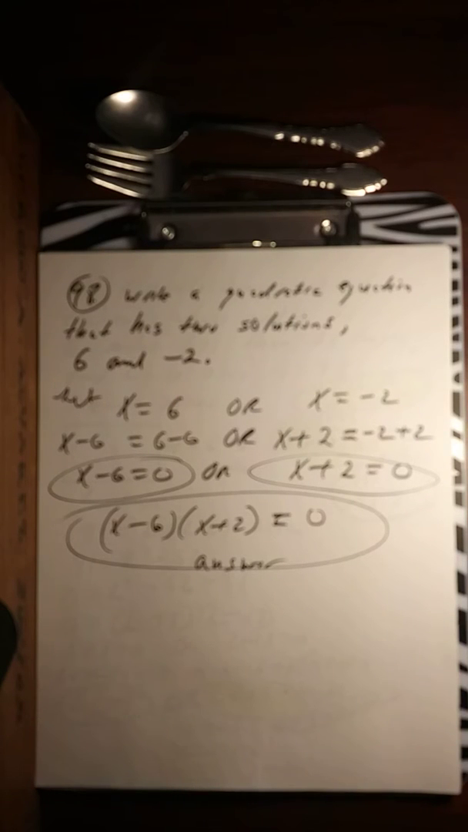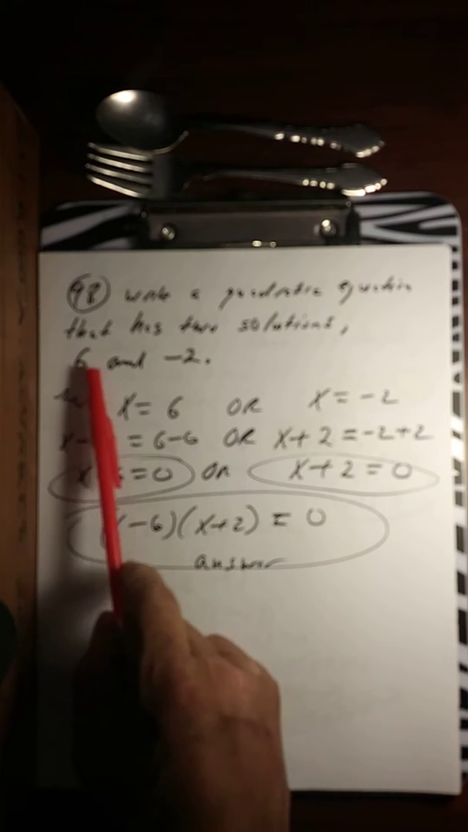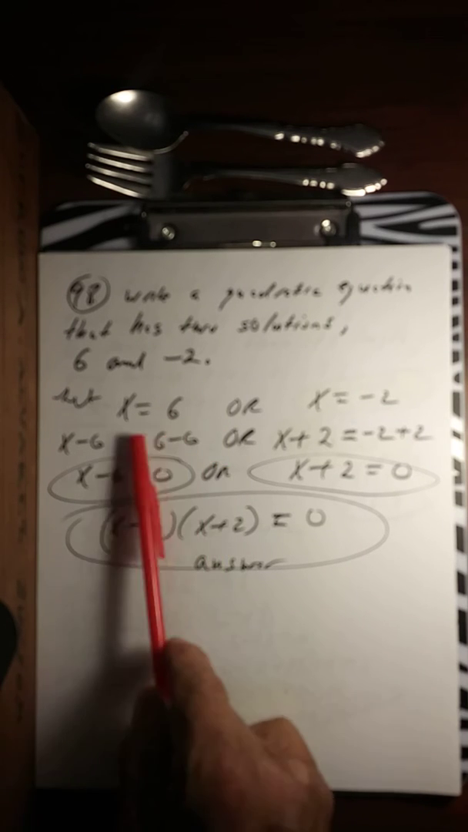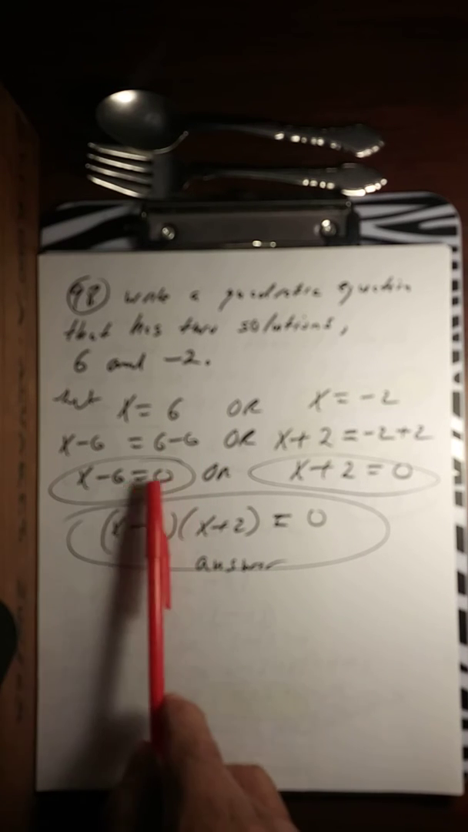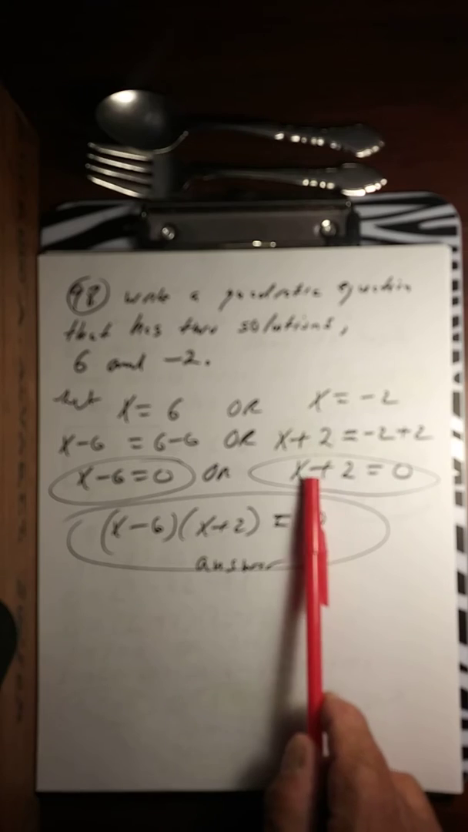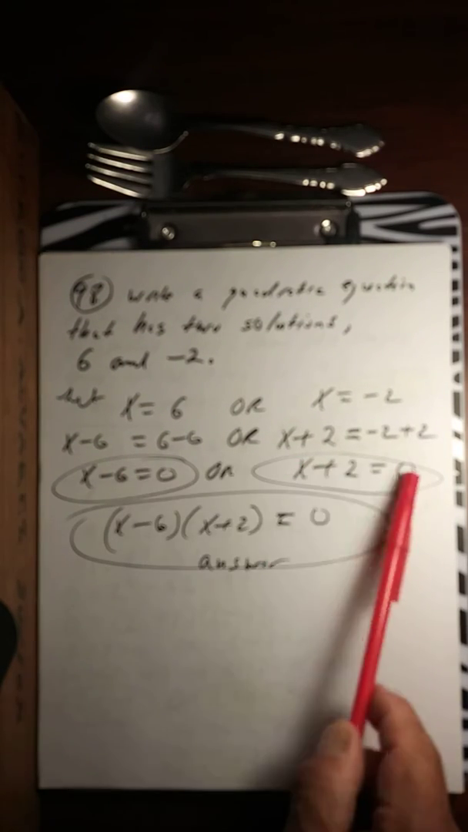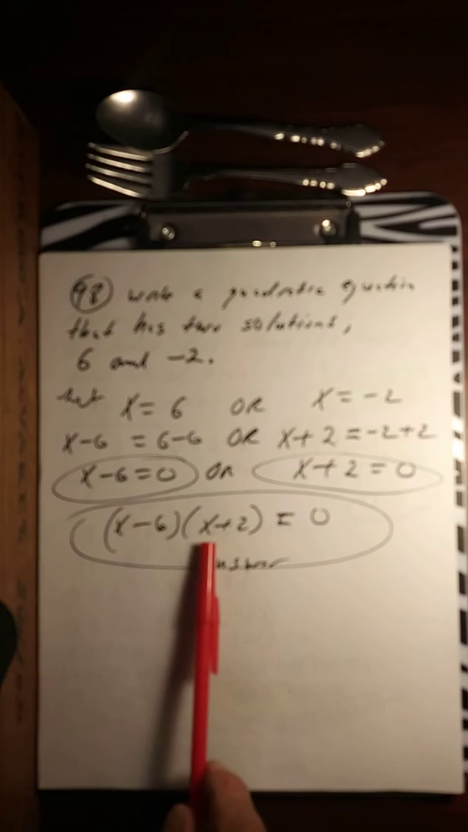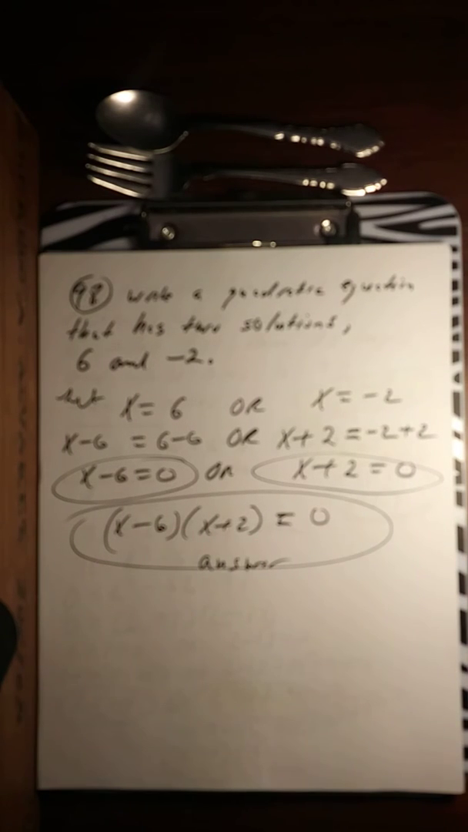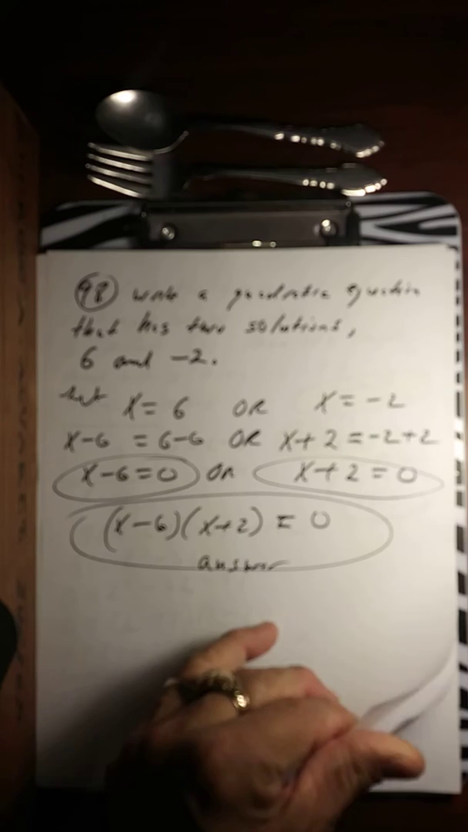Write a quadratic equation that has the solutions x is 6 and x is negative 2. From there, we're going to go minus 6, minus 6: x minus 6 equals 0. Or this one's going to be x plus 2 equals 0. Multiply this one times this one, left and left, and the 0 times the 0 on the right is 0. So x minus 6 times x plus 2 equals 0. There's our answer right there, a quadratic equation that has two solutions, that one and that one.